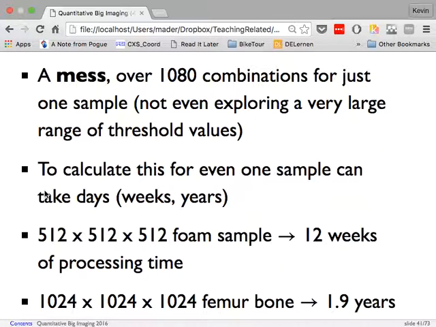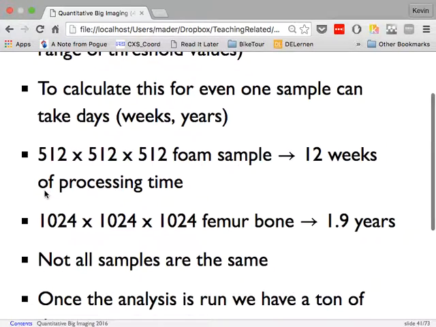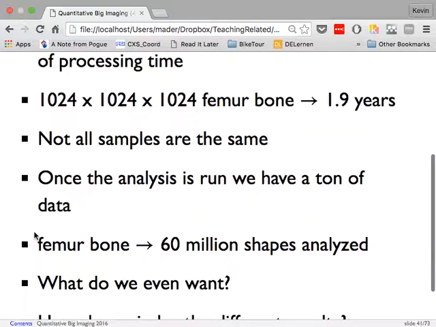And to calculate even one sample for this, I think if we take one of the 3D foam images we've looked at before, it would take 12 weeks of processing time to evaluate all of these different options. To do this for the femur samples, where it's 1,000 by 1,000 by 1,000, it would then take 2 years to do it for all of them. This then isn't very helpful because it's only one sample, and actually you'd want to run it on all the samples because not all the samples are the same.